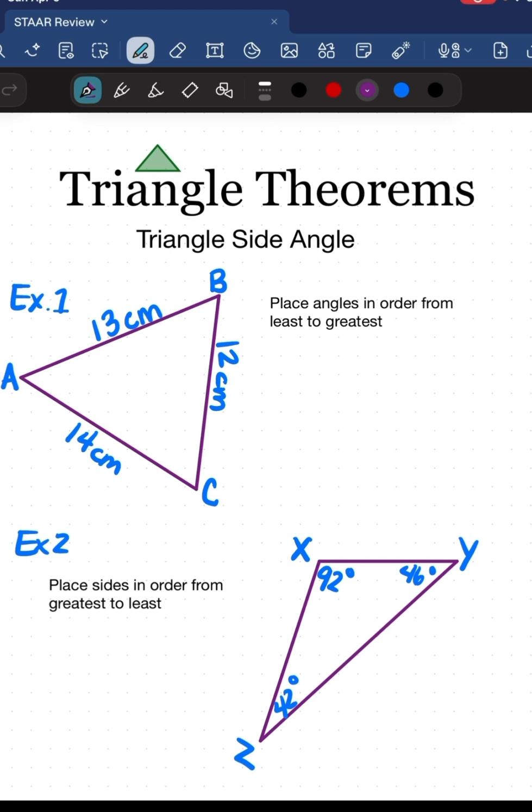Place the angles in order from least to greatest. So first, let's label my sides in order from smallest, medium to largest. So in this case, this is my smallest, medium, largest. So let's start with my smallest side. I would just draw a straight line going across and see what angle is close to it.